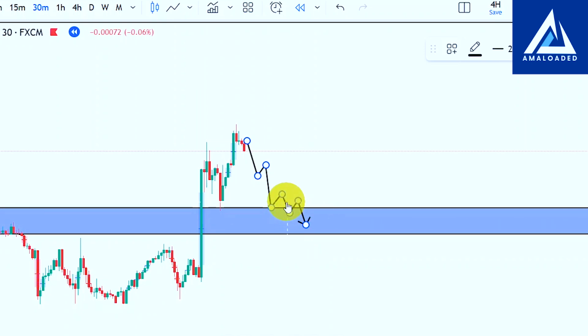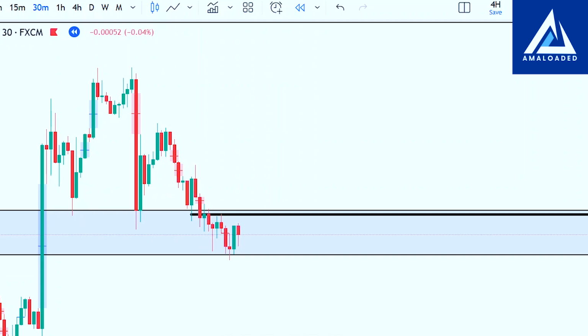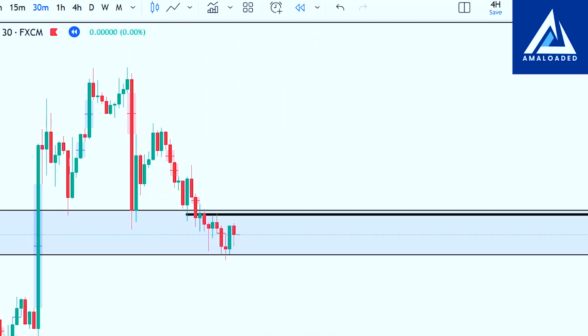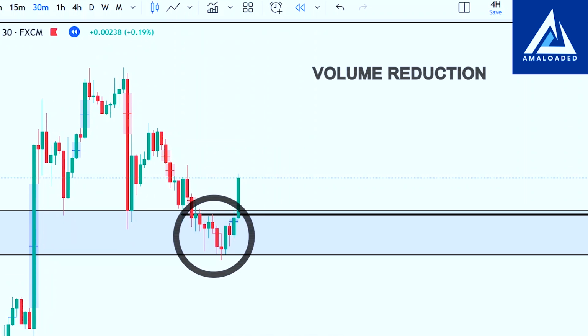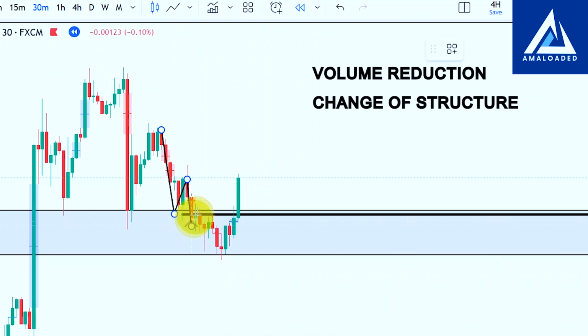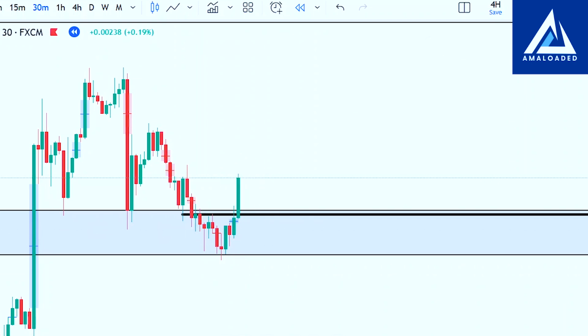Let's play the candlestick. The price action is still bearish on the 30-minute time frame. We need the price action to correct. So we've seen the first sign, volume reduction. Then the next one, finally, we now have our change of structure. The price just changed the structure from bearish back to bullish structure right now. We are now going to use our long position tool, since we are taking a buy setup.